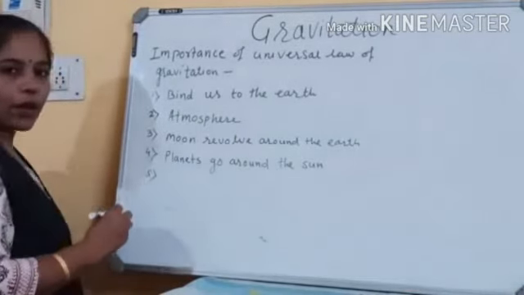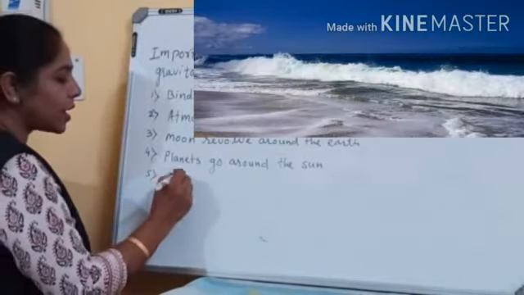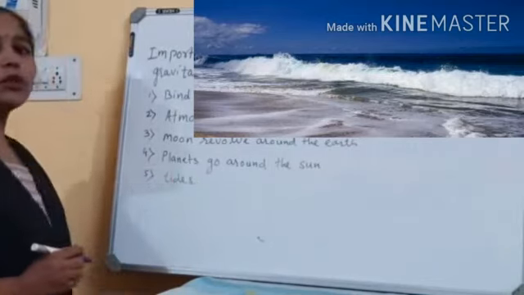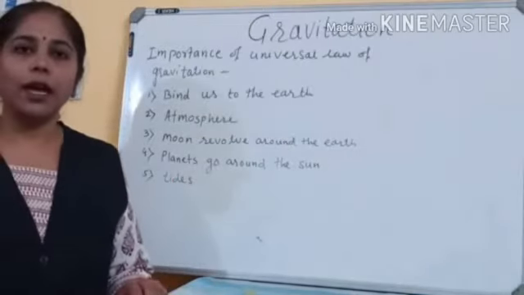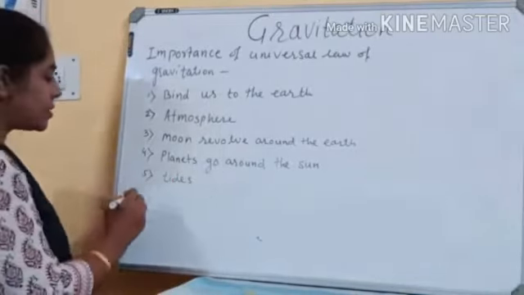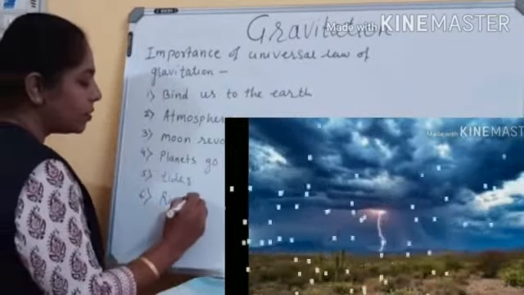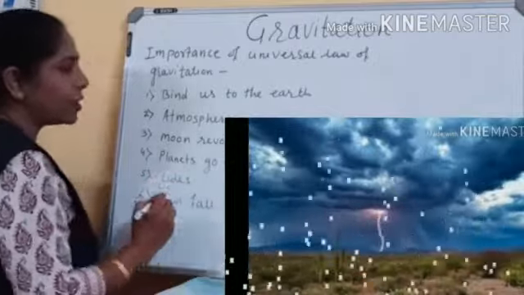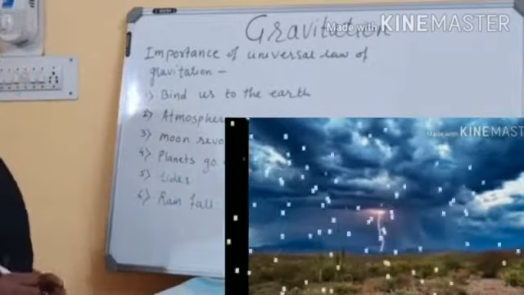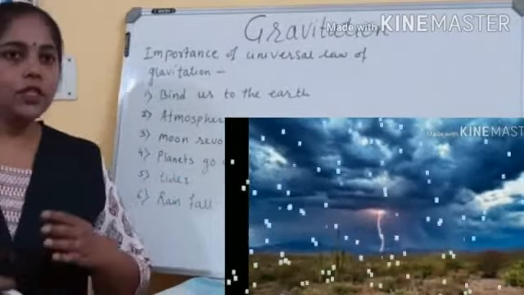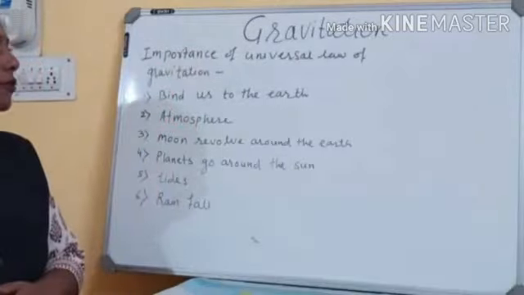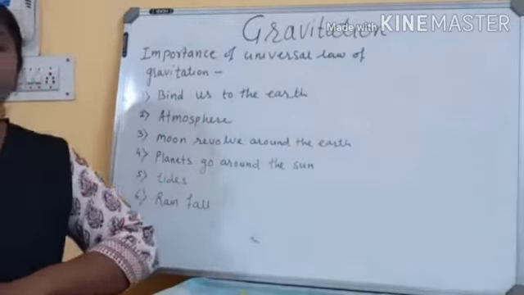Then fifth, you can write that tides are there due to the attraction between the earth and the moon. And the sixth one is rainfall. Rainfall is also due to gravity. So these are the importance of the universal law of gravitation.